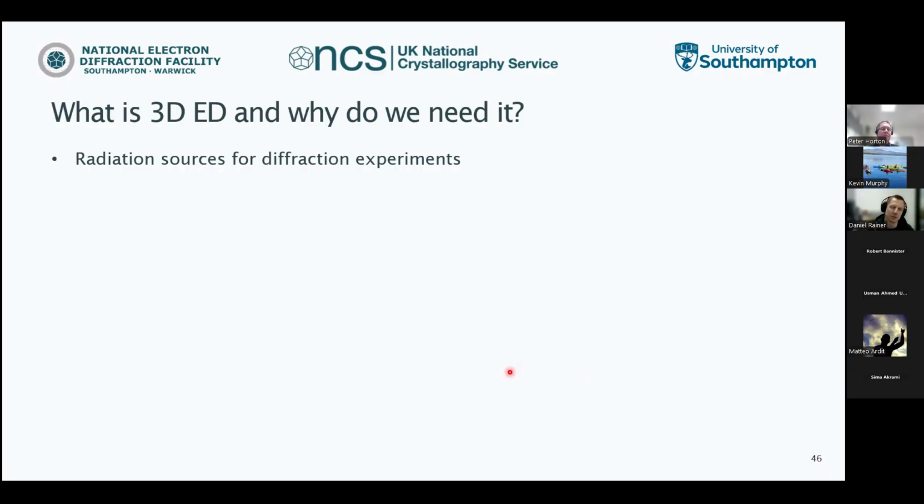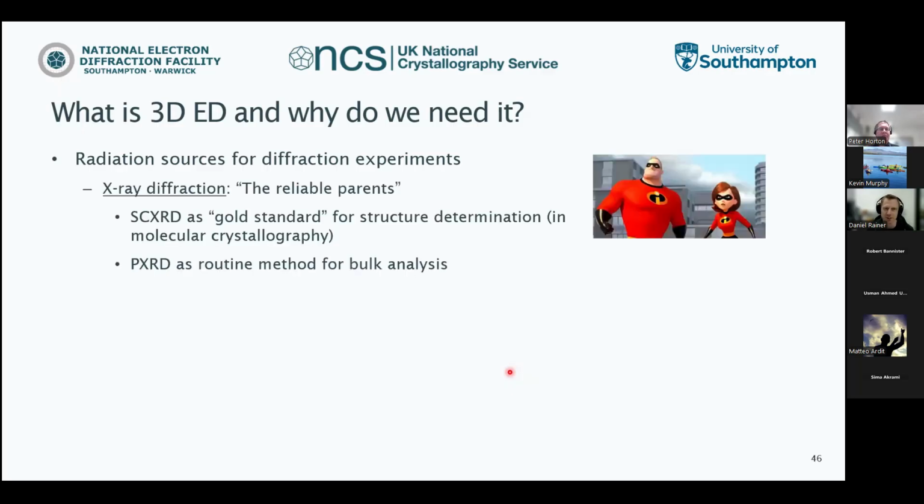Now a brief recap of what types of diffraction sources are in principle available. Like we just said, there's XRD, which I call here the reliable parents. Single crystal XRD and PXRD are widely available. Basically, every university has at least one or the other or both. XRD, especially single crystal, is essentially the gold standard for structure determination in molecular and macromolecular crystallography. If there's a crystal large enough to be measured by single crystal XRD, there's a very, very good chance that the structure can be determined.